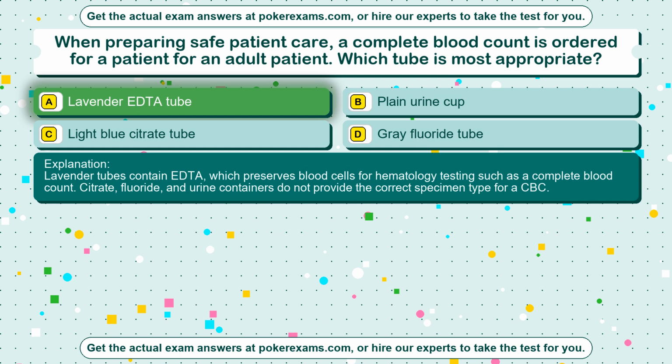Lavender tubes contain EDTA, which preserves blood cells for hematology testing such as a complete blood count. Citrate, fluoride, and urine containers do not provide the correct specimen type for a CBC.